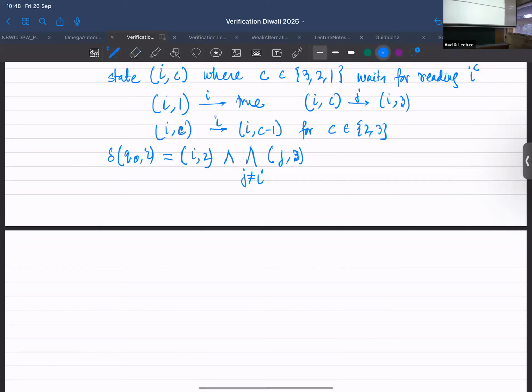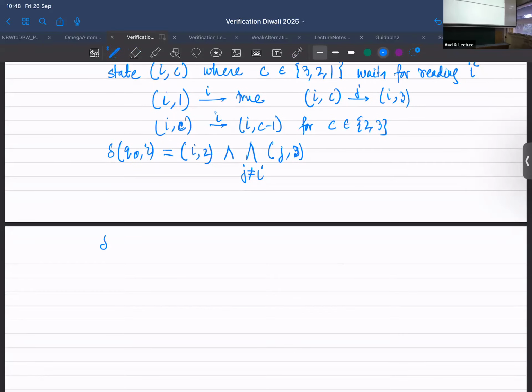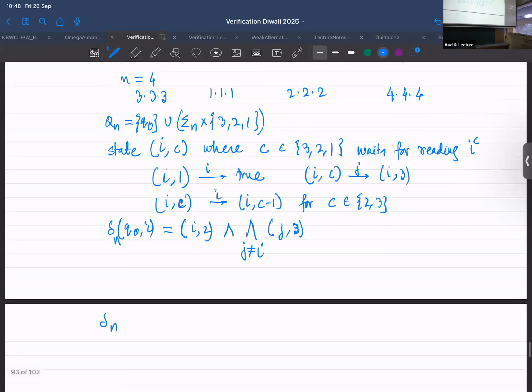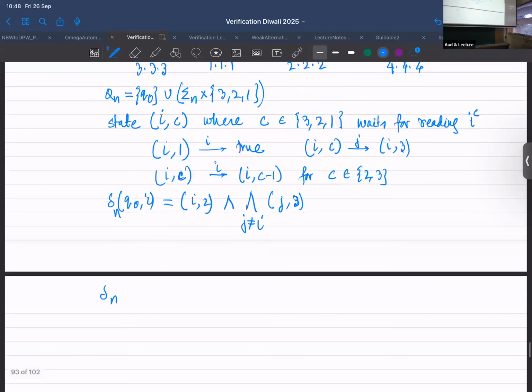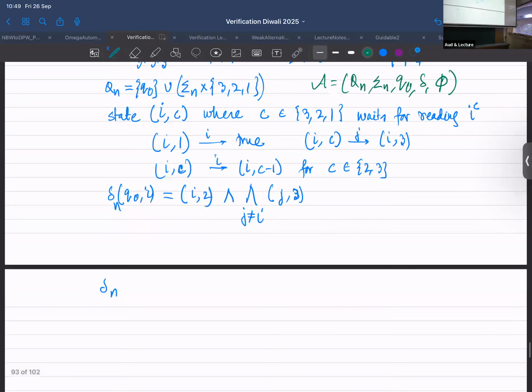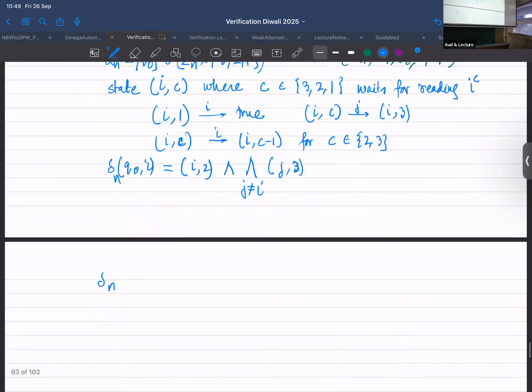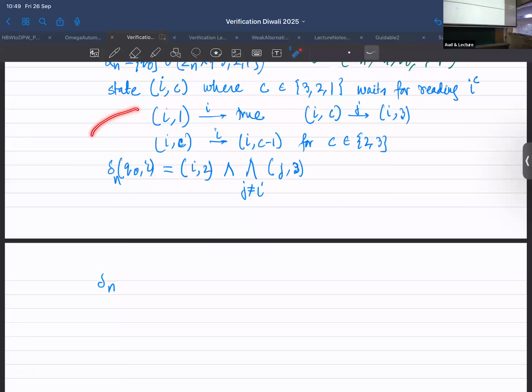So suppose I call it delta n, just like q n, my transition. My automaton, the alternating automaton that I'm going to define, is of the form (Q_n, Sigma, q0, delta, empty set). Why is my alpha empty? Because I'm going to accept for all the paths with true. I don't have any particular state which I need to visit infinitely often. Okay, so delta n. I'm now trying to formally write down whatever we discussed here.